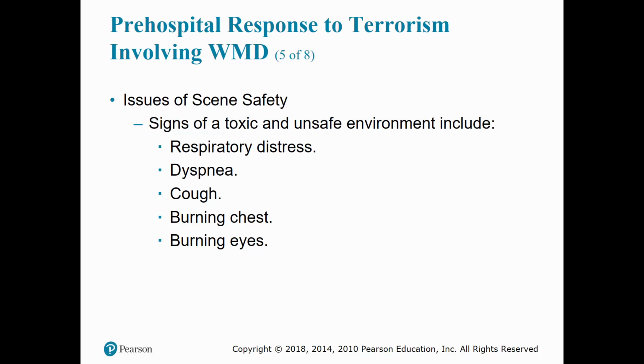Chemical and biological weapons present a danger that is much more difficult to recognize and identify as compared to a nuclear or conventional blast. Chemical weapons can release gases or aerosols that are only recognized upon exposure or shortly thereafter. If numerous patients present with similar signs and symptoms with an unexplainable or unidentifiable cause, a chemical or biological weapon should be expected. Signs of a toxic and unsafe environment may include respiratory distress, burning to the chest or eyes because of them breathing in the fumes, cough, and dyspnea.